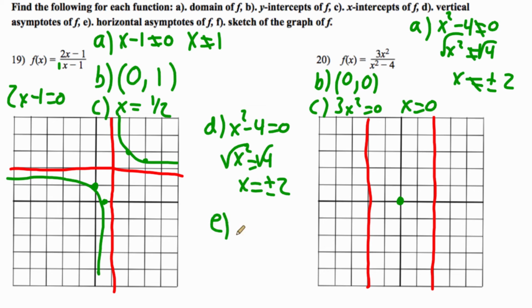For part E, the horizontal asymptotes, we're going to look at the powers. Again, the powers are the same, so we have to make a fraction out of the leading coefficients. On top we've got 3, on bottom we've got 1. So the line y equals 3 is our horizontal asymptote.